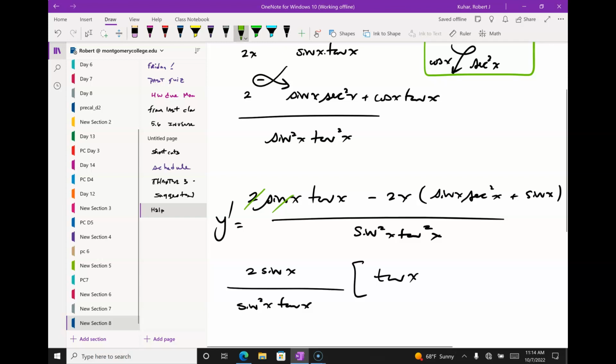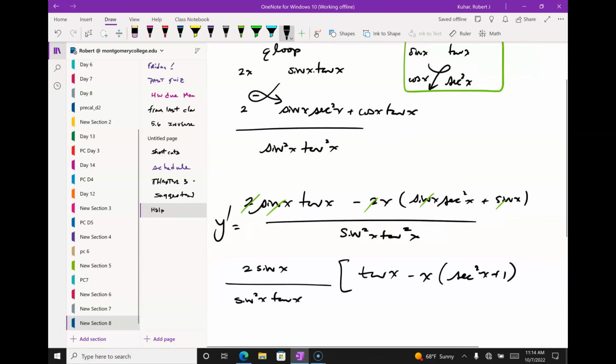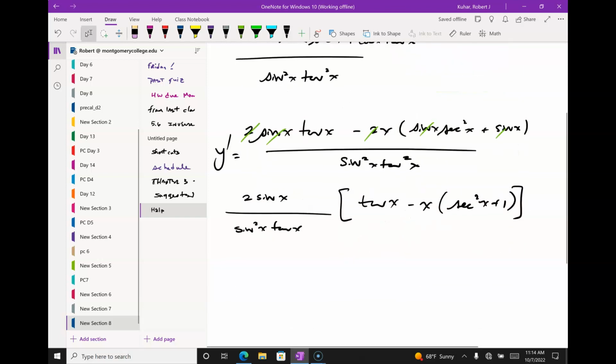And I took out this 2 and these signs, so I still have minus x times secant squared x plus 1. Not so pretty, but again, you're kind of cheating with the solutions. You have a solution, and you know where the book wants you to go to, see if you can get there, right? This sign cancels with that sign.